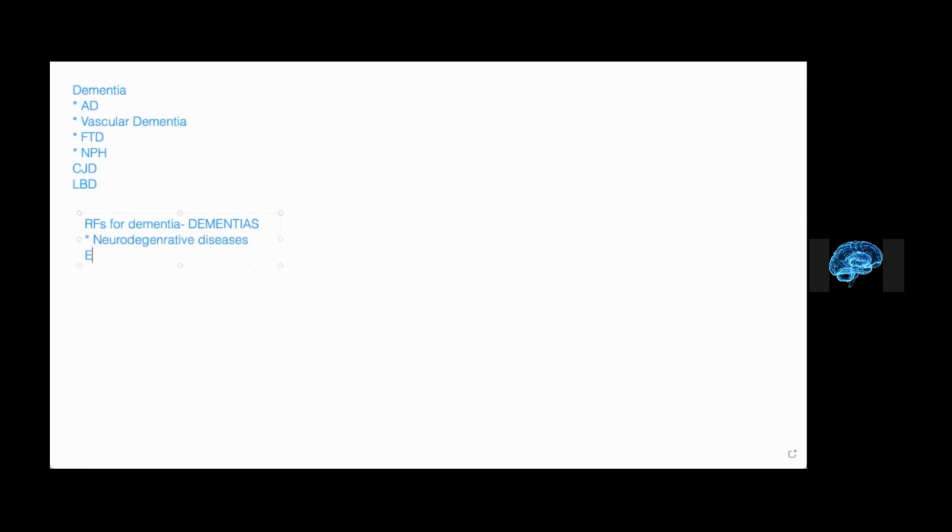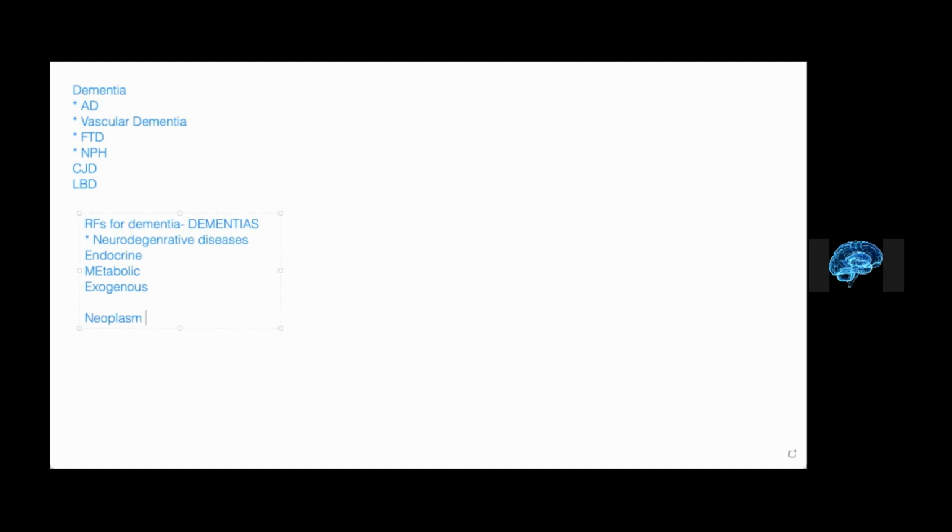Endocrine, metabolic, exogenous. So that can be your exogenous insult. For example, trauma, for example, toxic material, radiation, and so on.